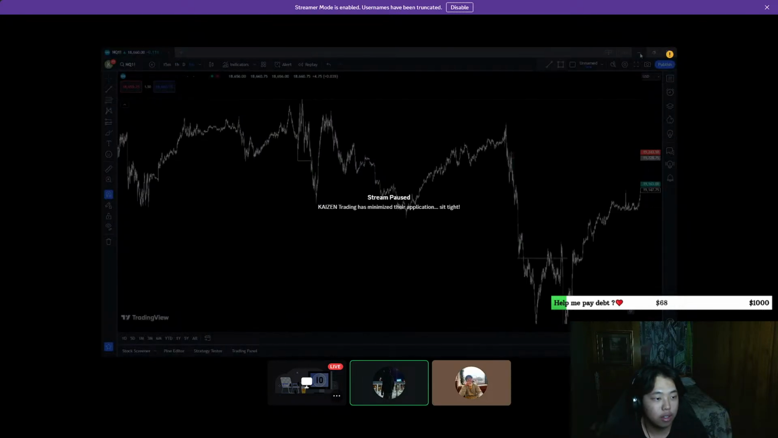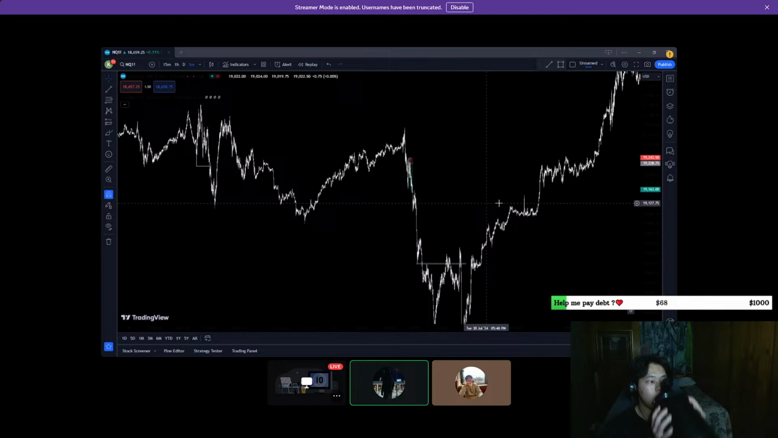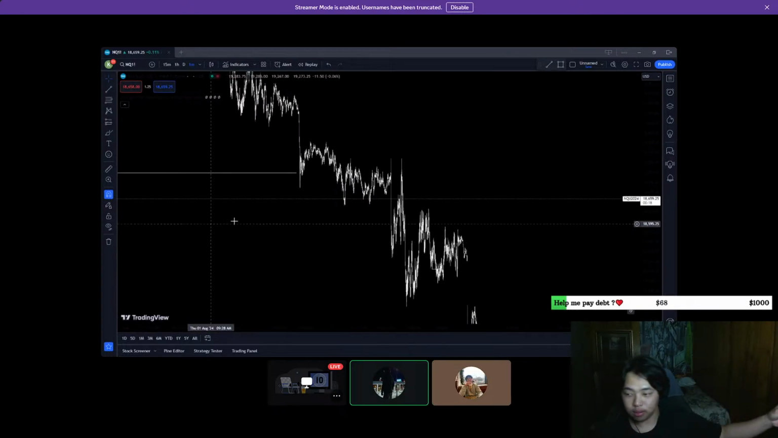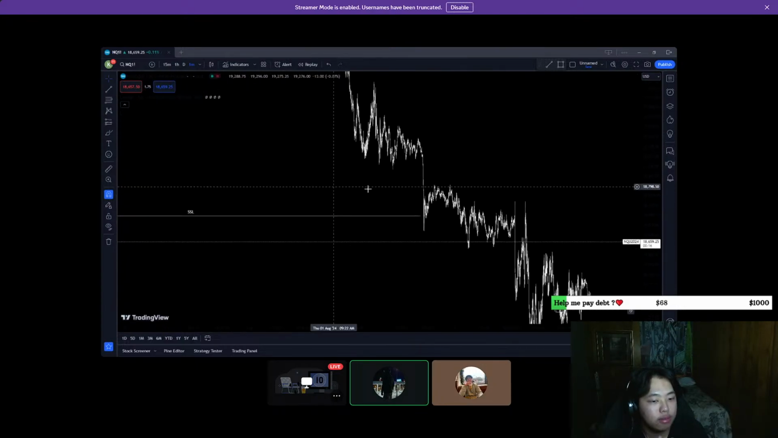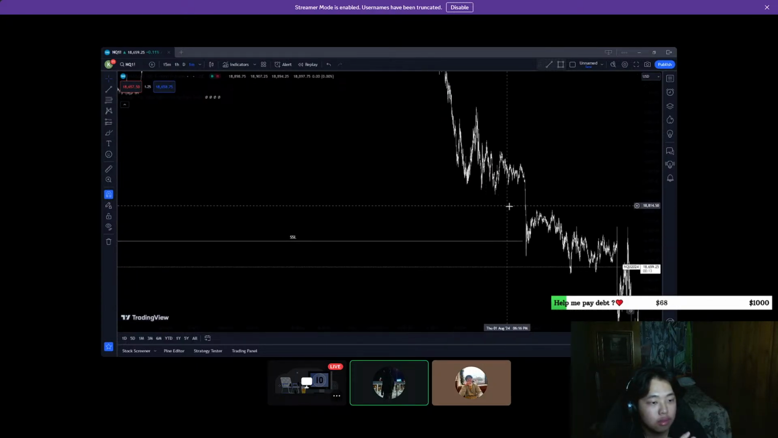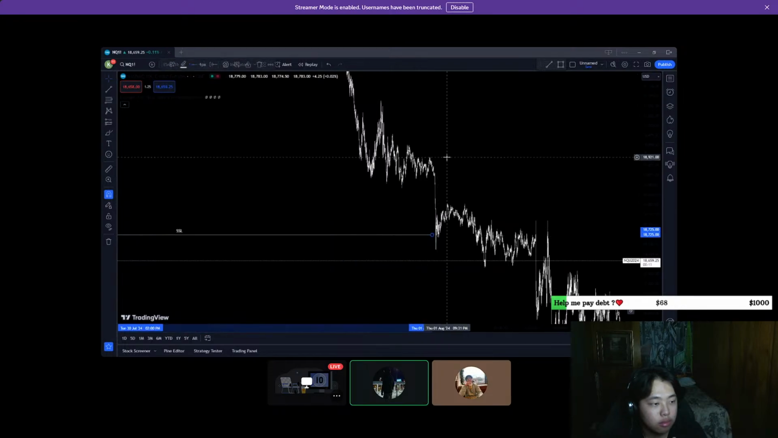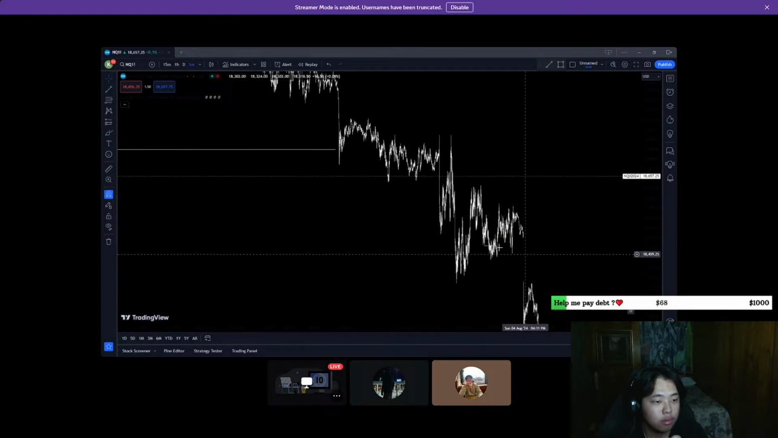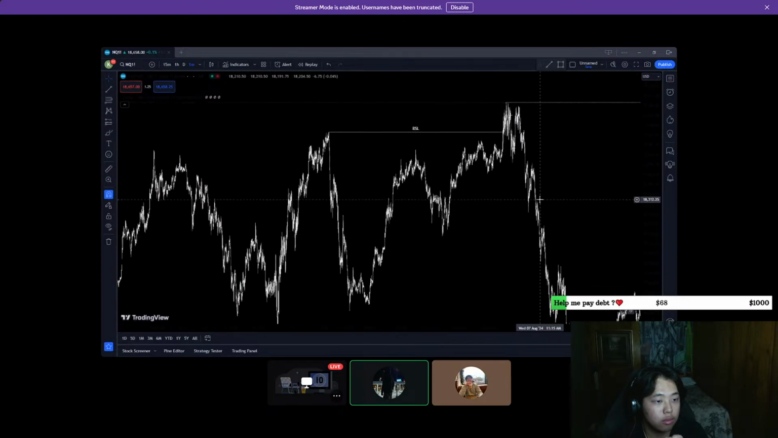Okay, so you said we swept that low, right? Yes. And so the bias is kind of wrong since we already swept that low. That internal manipulation would actually be your entry right there, because it's already an indication we got displacement up. That internal sweep with the SMT would indicate that we don't need to go any lower.